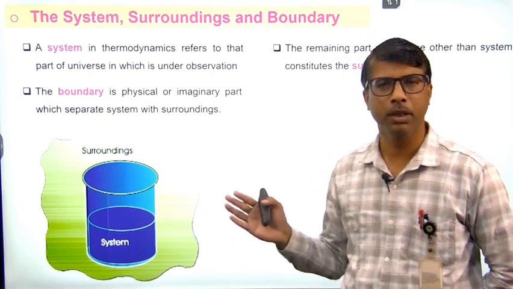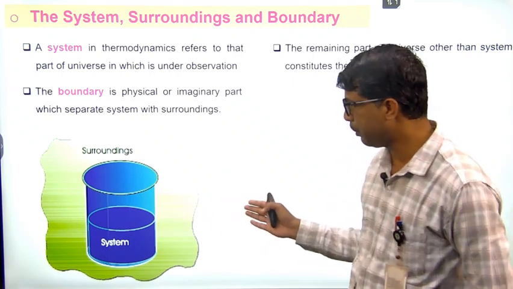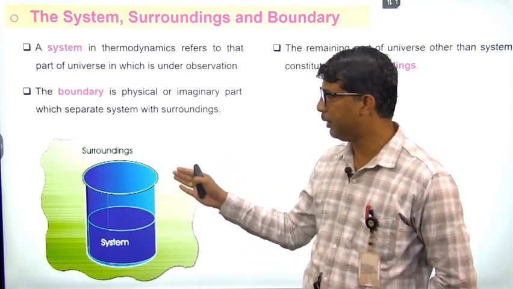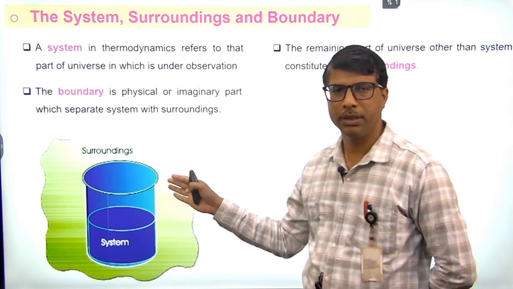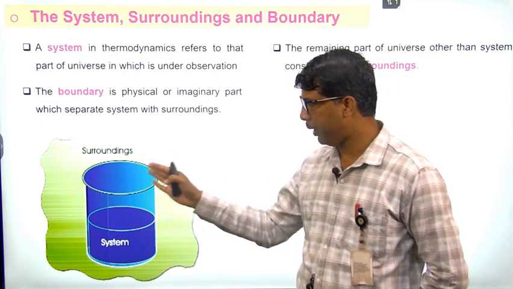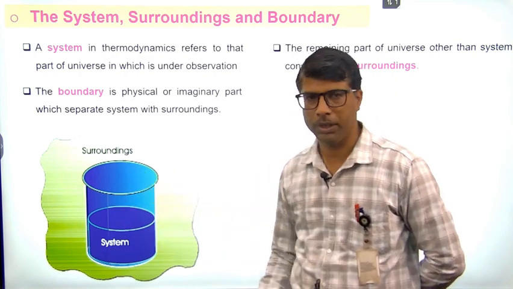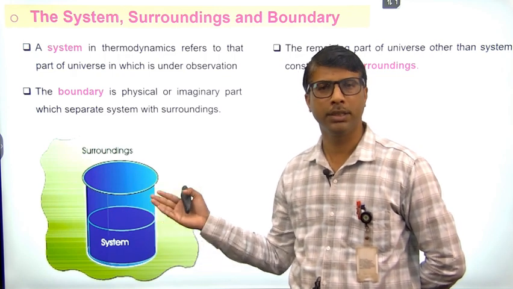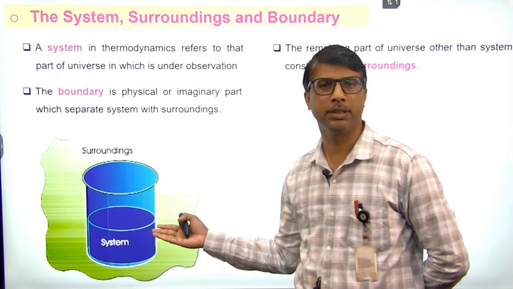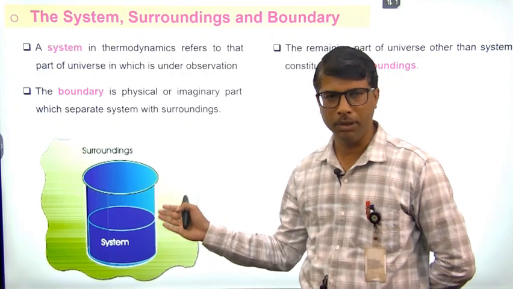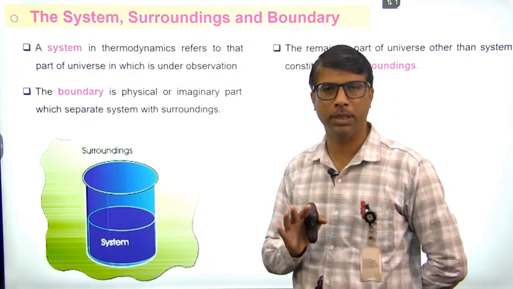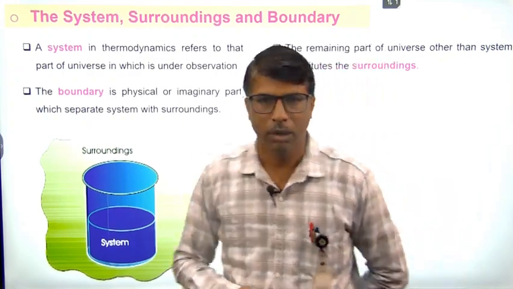Here we have one example: water contained in a beaker. In this example, water is the system, which is the part of the universe under observation, and the beaker is the surrounding, which has the water in it. The part which separates the system from the surrounding is imaginary in this case, or it is physical also, because the surrounding is a solid state and the system we consider here, water, is a liquid state. So it is physically distinguishable. So the physically distinguishable or imaginary part is known as the boundary. So these are the three important parts of thermodynamics.